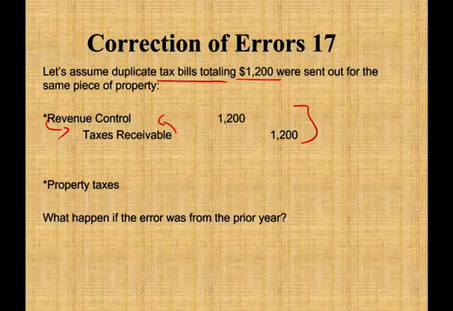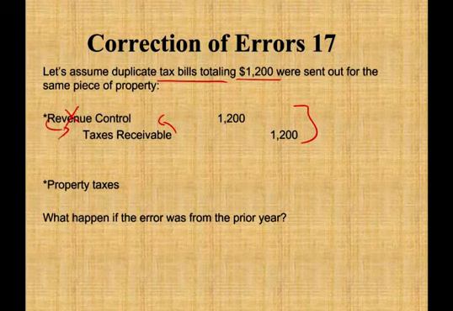What happened if we discover it from a prior year? Then the revenue is not there. So what we do is we fix it to the fund balance. We fix it to the fund balance.